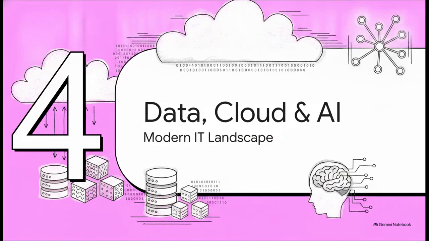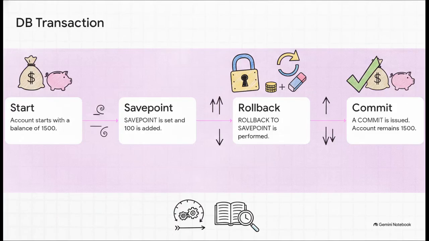Finally, we reach Pillar 4, Data, Cloud, and AI. Let's take a hard look at the modern IT landscape, focusing on massive data handling and artificial intelligence. Let's trace a database transaction step by step, exactly how it was presented in question 44. Okay, we start with a bank balance of $1,500.